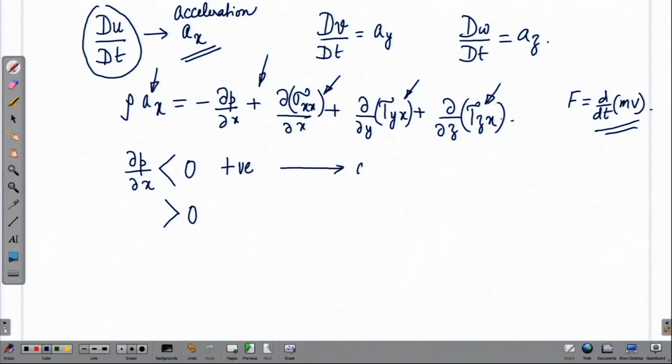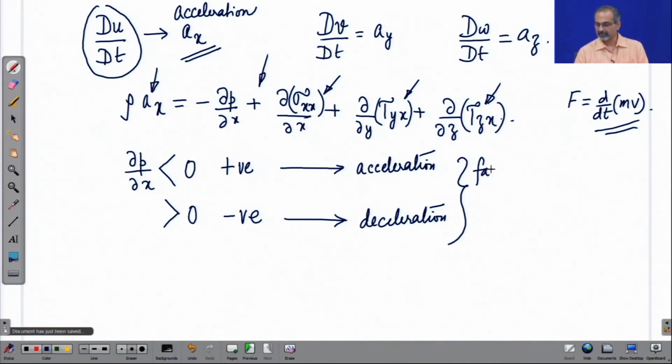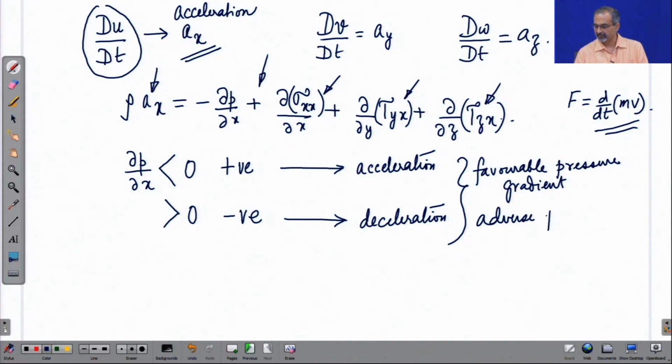So, this leads to acceleration of the fluid element. However, if del p del x is greater than 0, you have a negative contribution on the right hand side, and that will certainly lead to deceleration of the fluid element. We have seen the effect of favorable and adverse pressure gradient on the state of a viscous flow earlier. Favorable pressure gradient assists the flow, while adverse pressure gradient resists the flow.